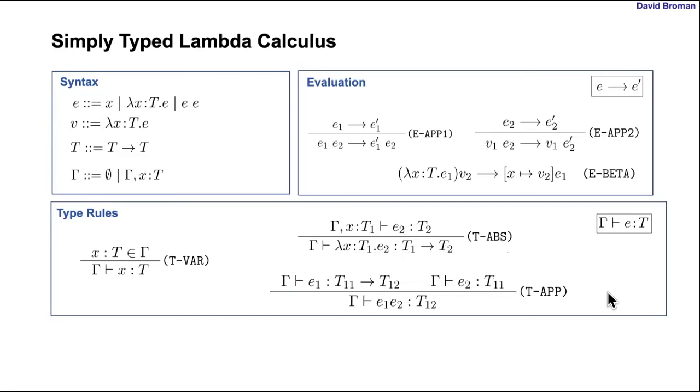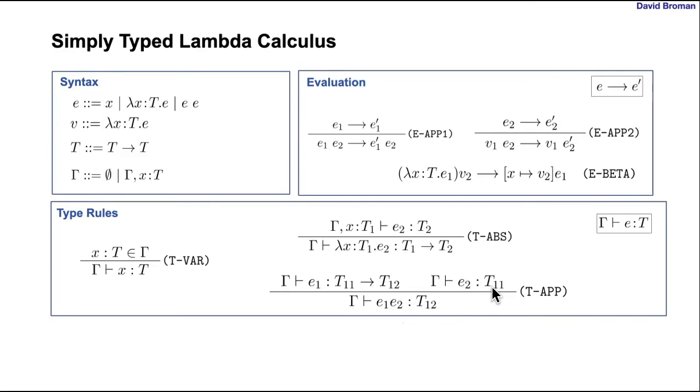And finally, we have the type rule for an application. It says that E1 has to have an arrow type. So we see here that E1 is an arrow type from T11 to T12. In such a case, T12 is the return type, which makes sense because we applied E2 to E1. There's another requirement here that E2, which is the argument, needs to have type T11.